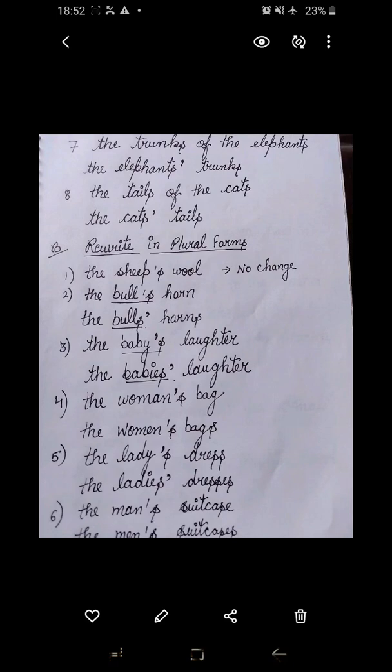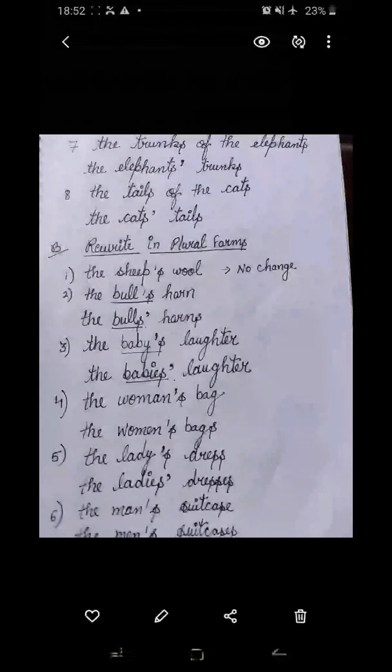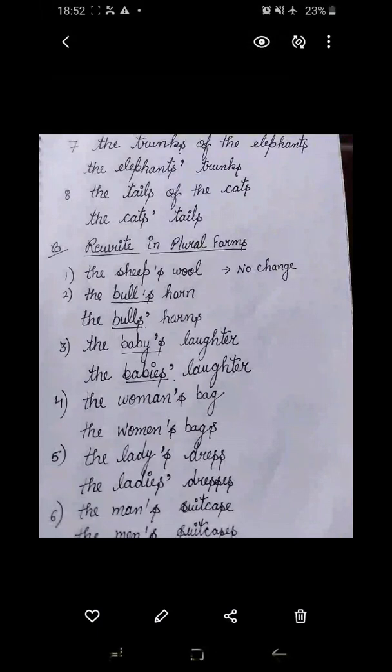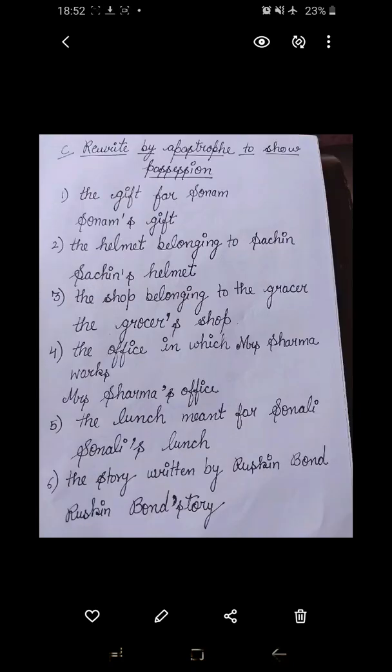The men's suitcase. Men's apostrophe S is there. So men, M-E-N, it becomes. To make it plural, you have to use M-E-N, men's bag or men's suitcases. It's one of my favorite parts in which you have to just add apostrophe S or S only, nothing to do.